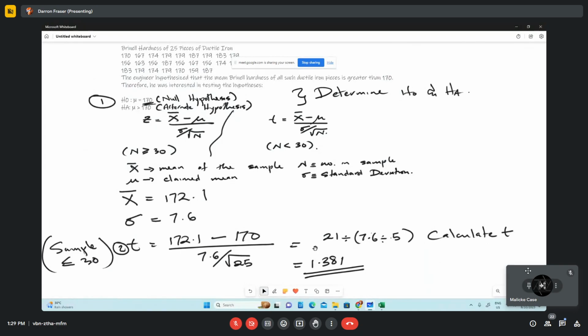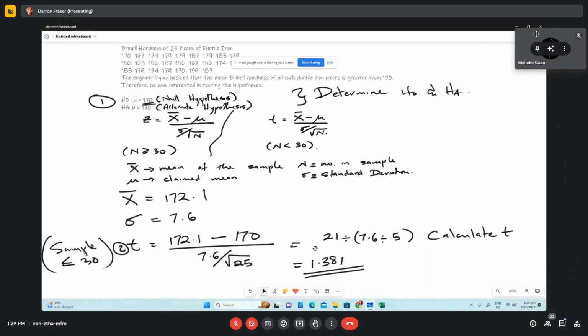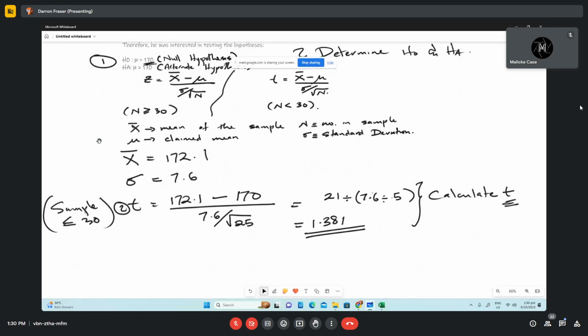All right. So the first thing that we have to do is formulate our null and alternative hypothesis, and the second thing is to calculate the Z or T value. We said that if the sample is less than 30, T, and if it's greater than 30, Z. That is the rule. We're going to expand on that a little bit.